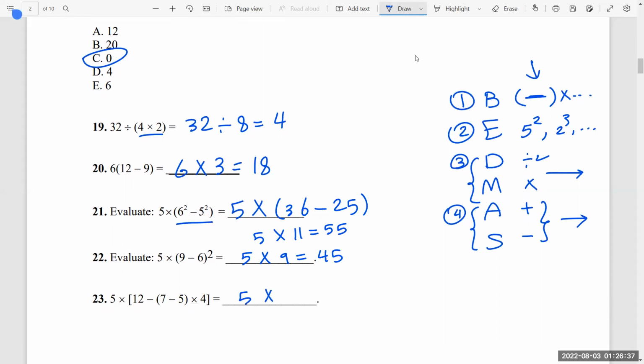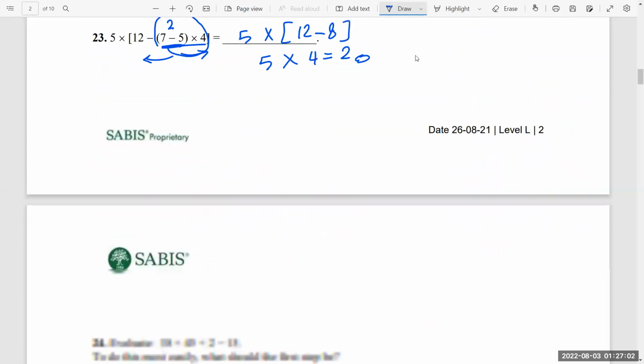5 times, you have a bracket inside the bracket, start from inner and go outer. Okay, so this one, 7 minus 5 is 2. And after 2, you have multiply, you have minus. Multiply first. 2 times 4 is 8. So this is 8. So it's 5 times 12 minus 8. It means 5 times 4, which is 20. Okay.